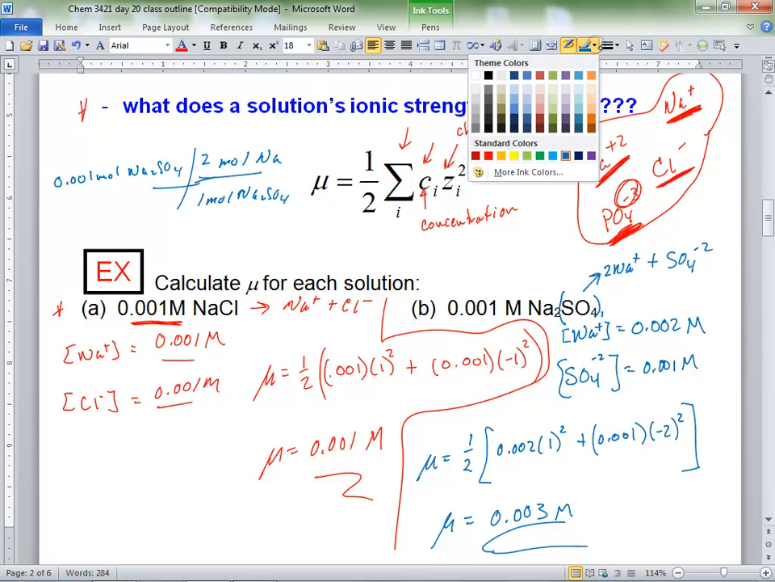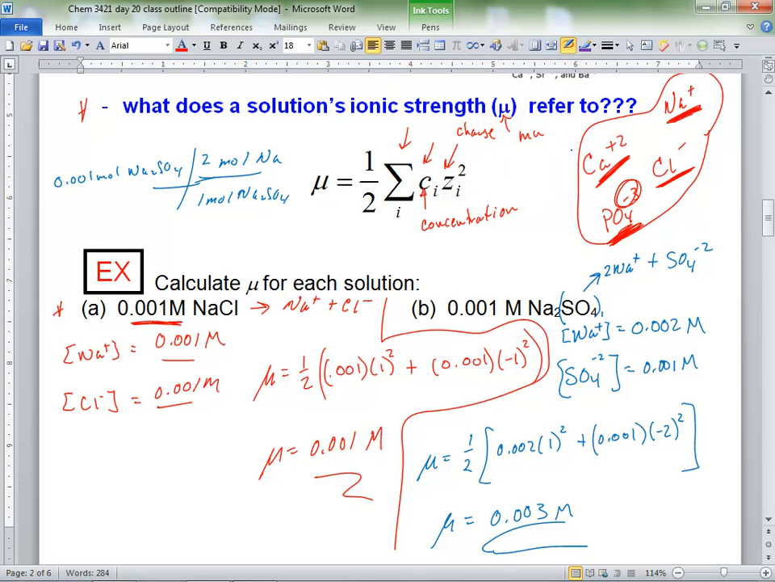Sodium chloride, can I call it a 1-to-1 salt? Yeah, because there's 1 sodium for every 1 chloride. Can I call sodium sulfate a 1-to-1 salt? No, 2-to-1. It's not 1-to-1. We could do part A. Just imagine if I change NaCl to HCl, strong acid. Change it to KBr. Change it to any salt or anything that's going to break up 100%, 1-to-1.